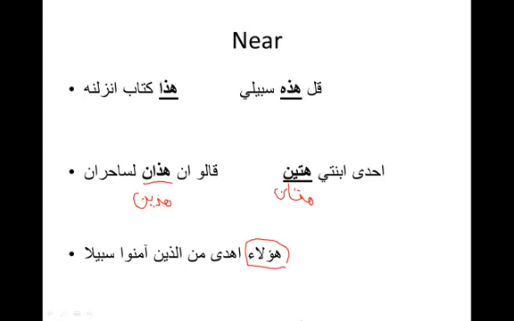Ha'ulai is the same for both these and these. Okay, so masculine is ha'ulai, feminine is ha'ulai. Ha'ulai ahda min alladhina amanu sabila. All of these are examples from the Quran. So try to memorize this. Again, this is just like the pronouns. You just have to keep going over and over and memorizing them. There's not really that much concept. It's just the same way you use it in English. These are such and such, or these people do such and such a thing.